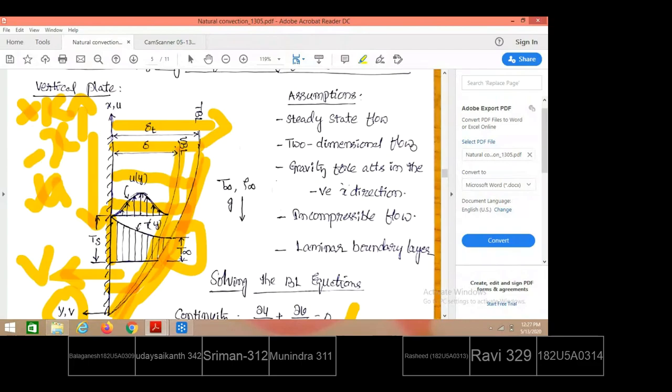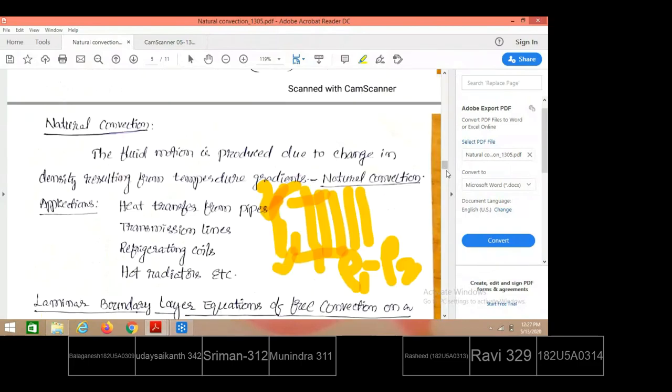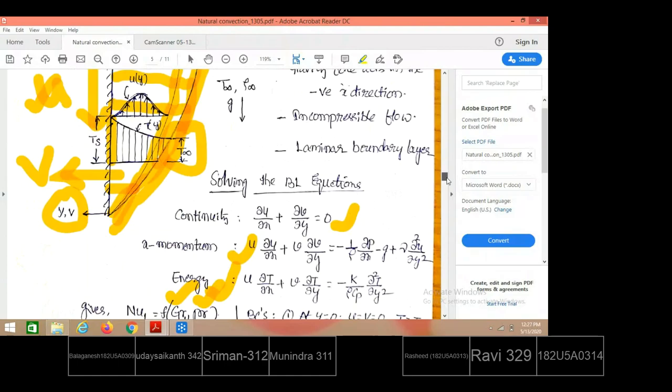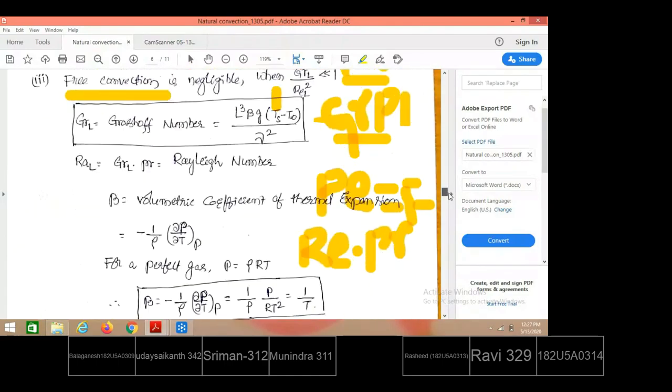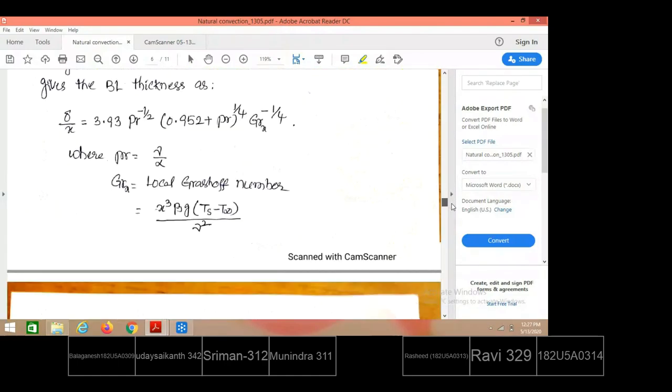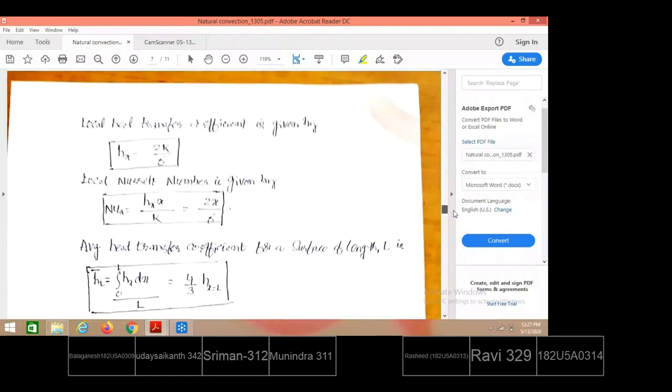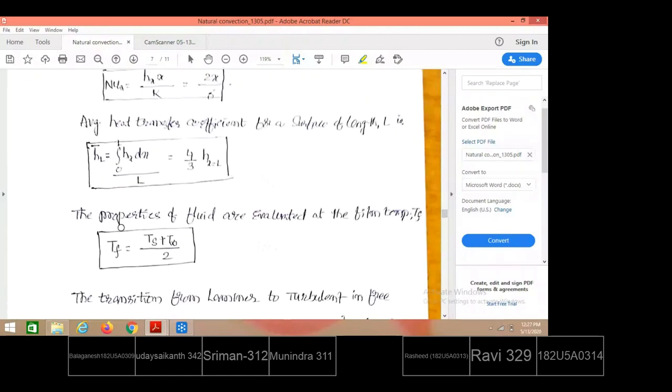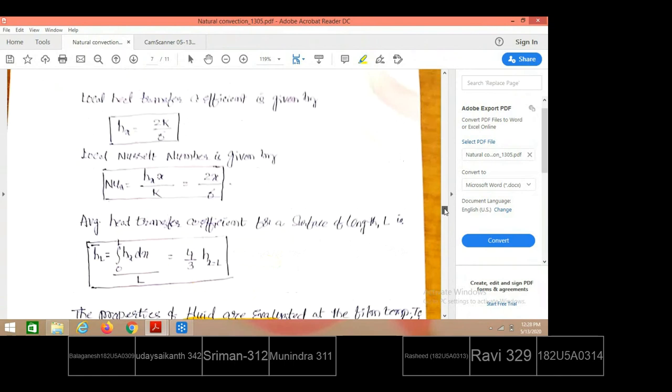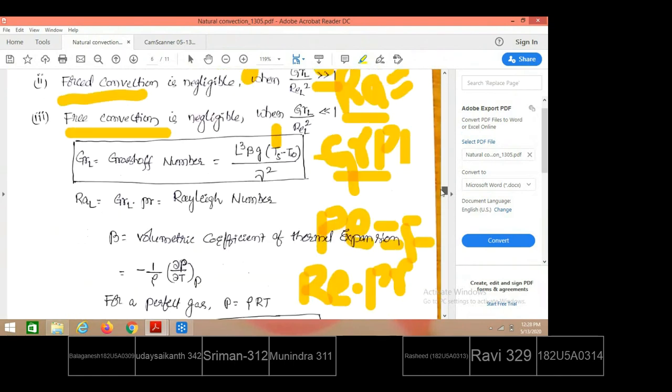So that is why, being an external flow, as we have already seen, the properties must be taken at film temperature. That is what I have mentioned here: the properties of the fluid have to be taken at film temperature. What is that film temperature? It is the average of the plate temperature and the fluid temperature.